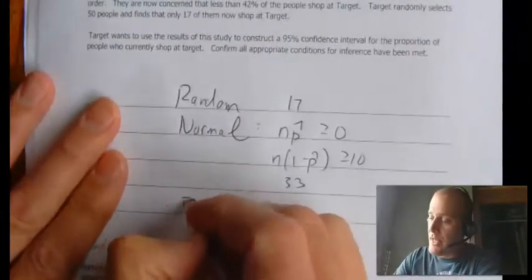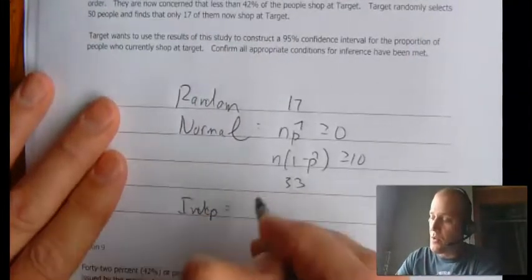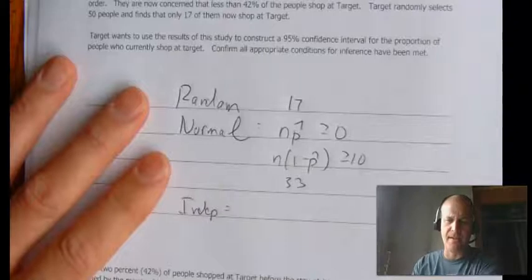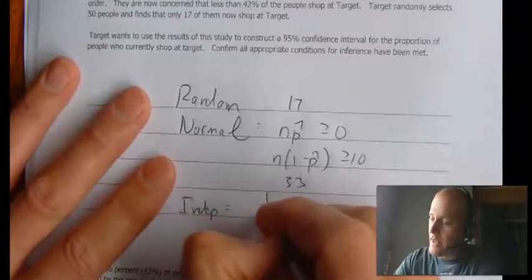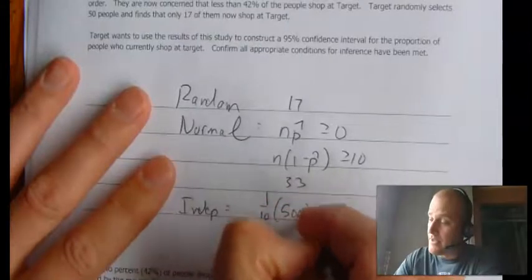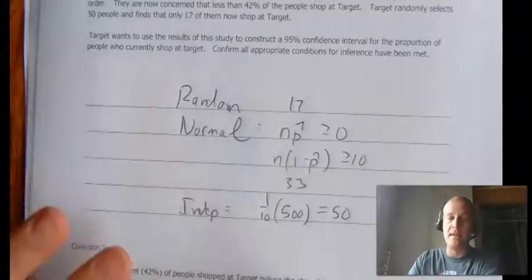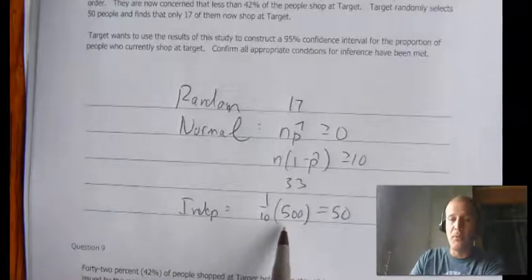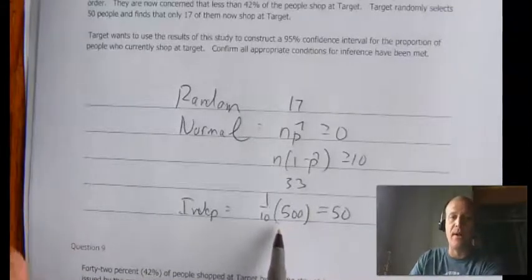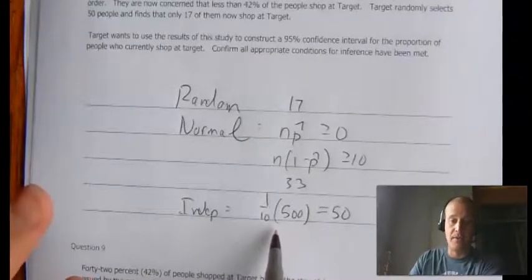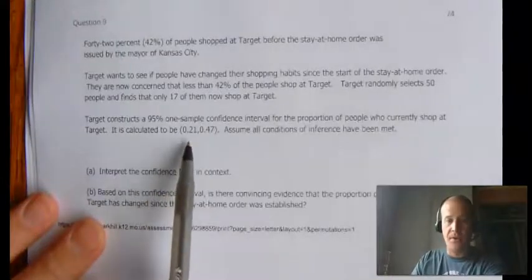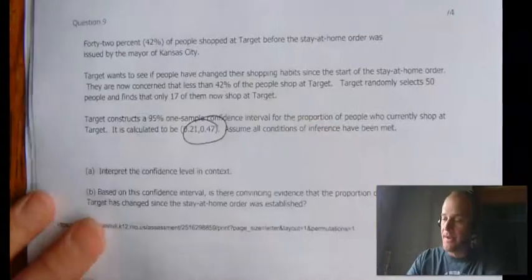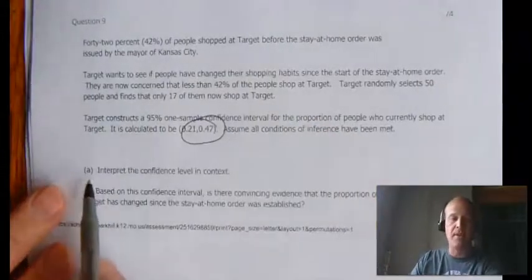And then with your independence, we have to make sure that our sample size is less than 1/10 of the population. So 1/10 of 500 is the sample size here. So we would say we assume that there are more than 500 Target shoppers. Okay, so we run our confidence interval and they go ahead and calculate it for us.